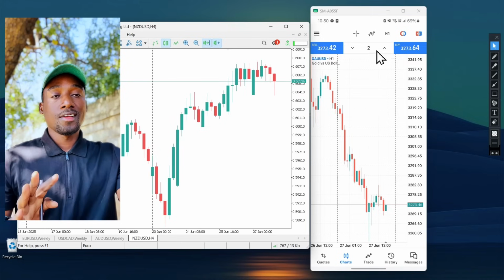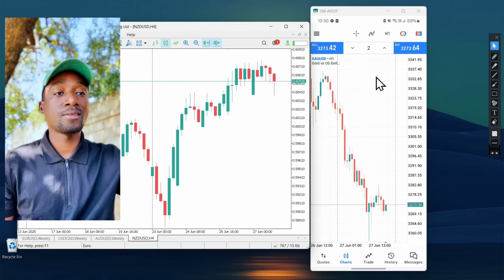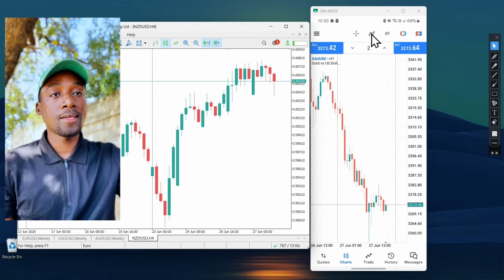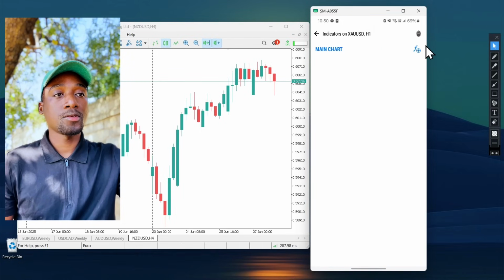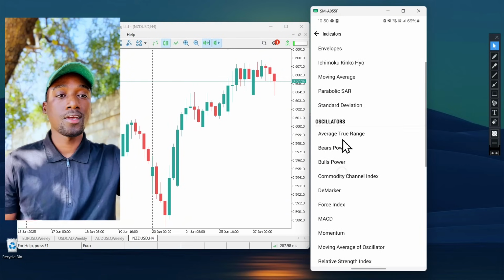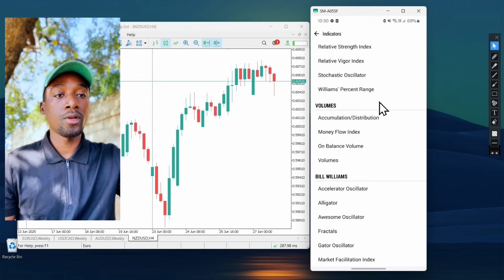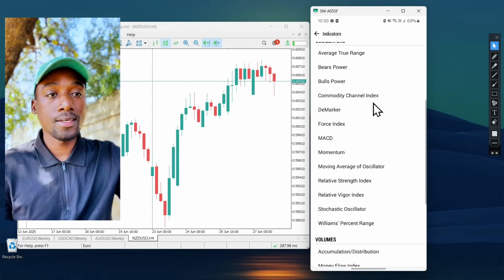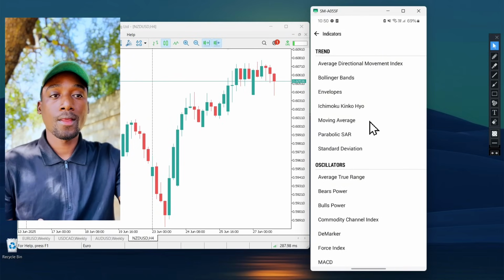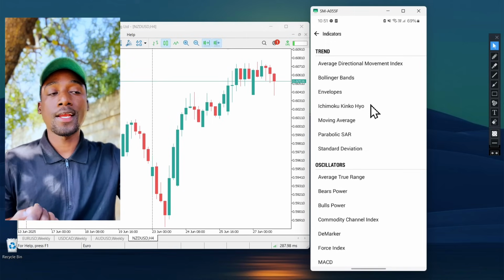Now, let me explain that because we have so much to learn in terms of technical analysis. Let's start with the indicators. Let's add an indicator here and we go to main chart. We see many indicators. We see trend indicators, oscillators, we see volumes, we see Bill Williams. Now, these are indicators that we use to determine whether we are having an entry of a buy or an entry of a sell.